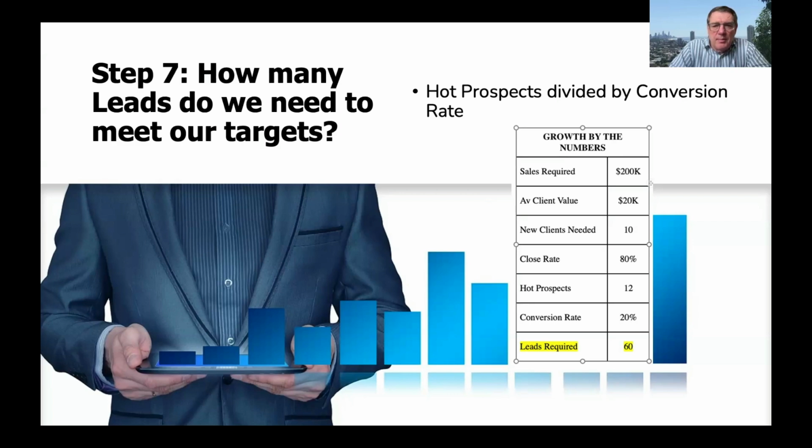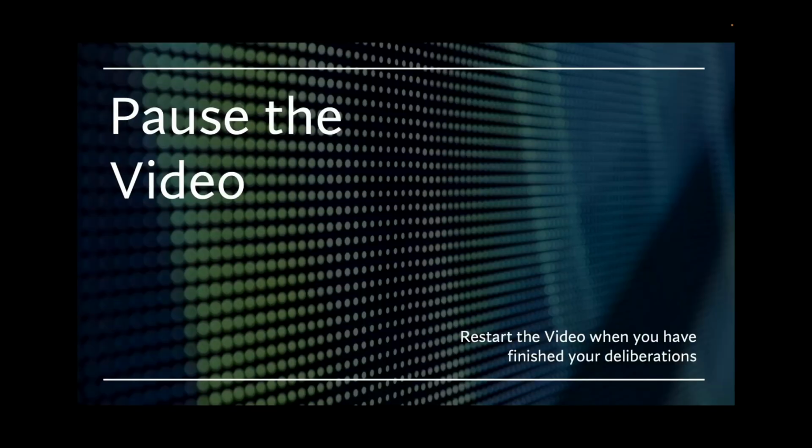Now, this is the important number, right? This is the number that is really important. Because it's the thing that most people don't focus on: how many people do I actually need to sit down with in order to get to my target? So pause the video, go off and do the exercise. When you're happy with what you've done, simply restart the video and we'll continue on with the program.